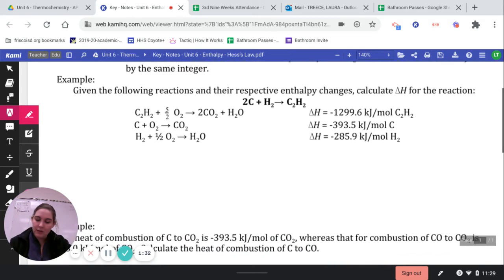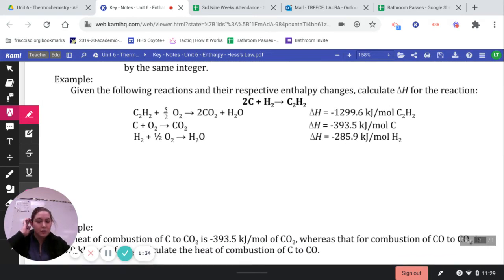So given the following reactions and the respective enthalpy changes, calculate delta H for the reaction 2C plus H2 yields C2H2. Okay, so the first thing that we're going to do is find where these things are in my reactions. So C2H2, there it is right there. There's carbon, there's hydrogen. All right, so now let's look at where they are in my overall reaction.